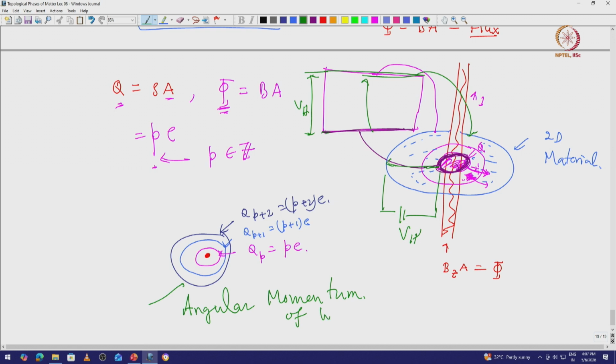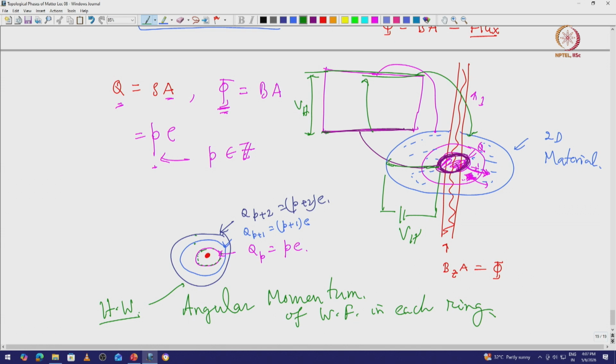It will be homework to compute the angular momentum of the wave function in each ring. What you will find is that each ring corresponds to an integer value of angular momentum. So, this will be some angular momentum, then this will be another, larger angular momentum, and so on and so forth.